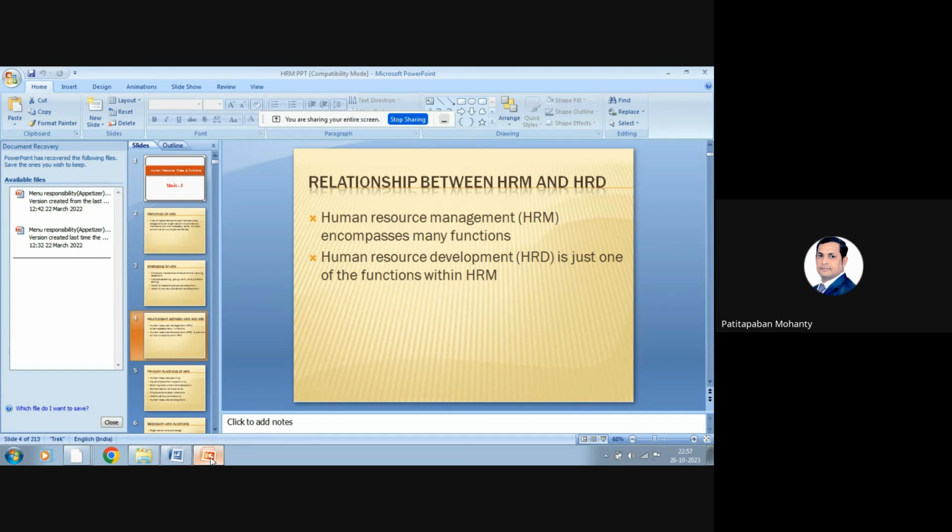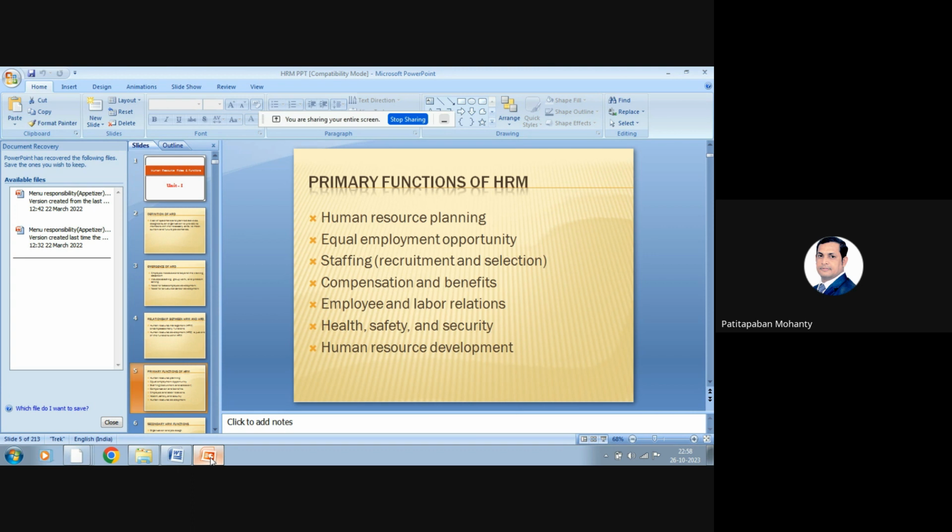HRM is a very big umbrella. It has a lot of functions, and I will let you understand the functions in the later part of these slides. First of all, you need to understand the difference between HRM and HRD. HRM is a broad umbrella, and HRD is a sub-part of HRM. HRM comprises many functions, and without these functions your company or organization will come to a standstill. HRD specifies one particular task, that is development, growth and development. HRM is multitasking by nature, but HRD is single-tasking by nature. So that is the difference between HRM and HRD. Now we need to find out the various functions of HRM.